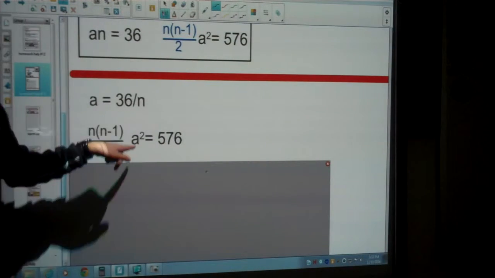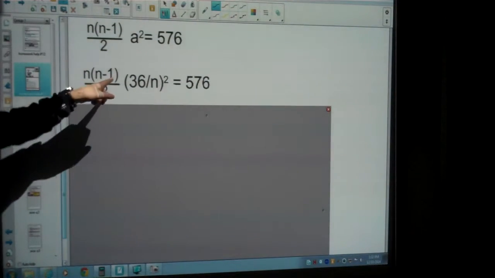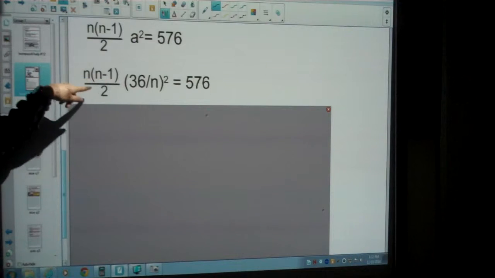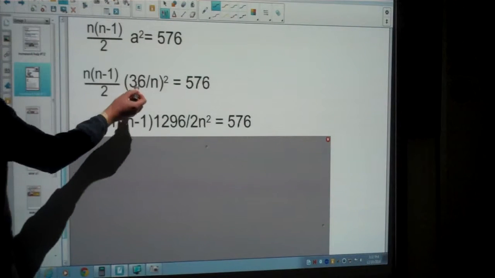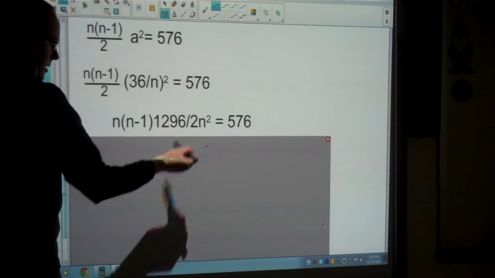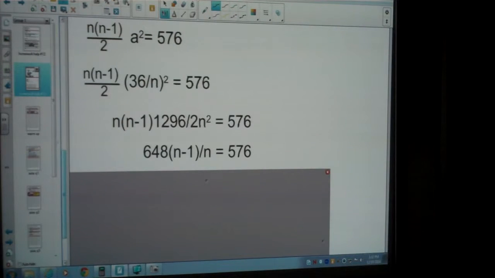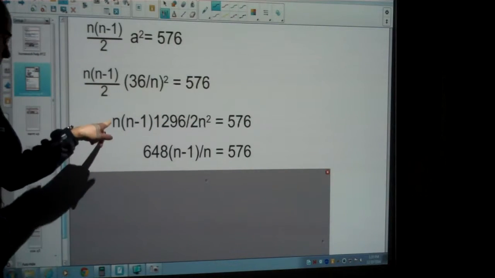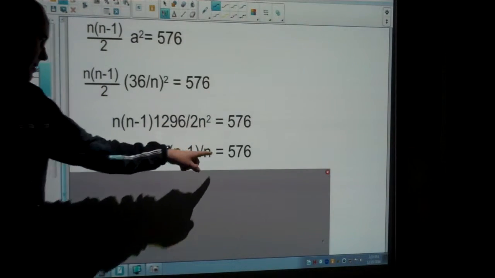So this was the formula, and then where it says a, I'm just now going to substitute in what I just saw, 36 over n. I can also expand this out, or I can also get rid of the fraction here by multiplying it by 2. I've got a couple of options. I actually left it for this one. So I distributed: 36 squared is 1296, and then n squared times by 2 is 2n squared. I then simplified the 1296 divided by 2 to get 648, and I also simplified the n with the n squared by cancelling an n from here and an n from here. I get left with n on the bottom.